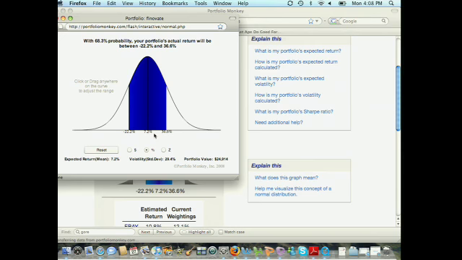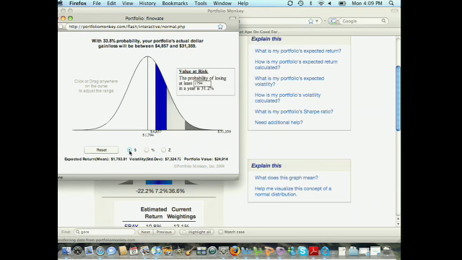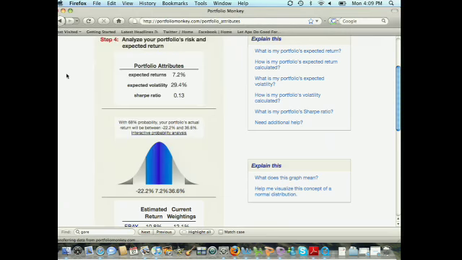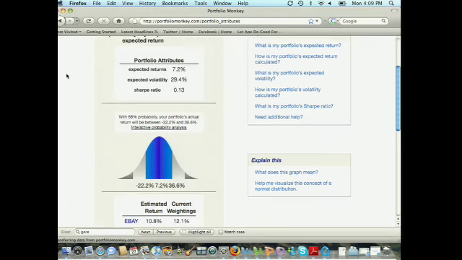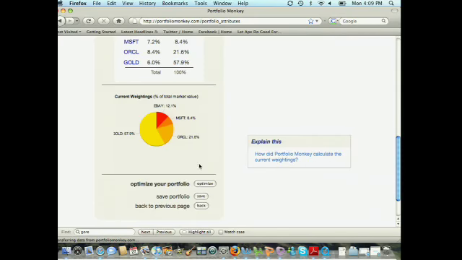Say I wanted to compute the probability of my portfolio earning, let's say, 20%. There it is. If I click on this dollar toggle, I can see what this means in dollar terms. There's a value at risk analysis, which tells me kind of my probability of losing, let's say, $10,000 in a given year. 5%. So this is my portfolio as it stands now. Let's see if I can optimize it.